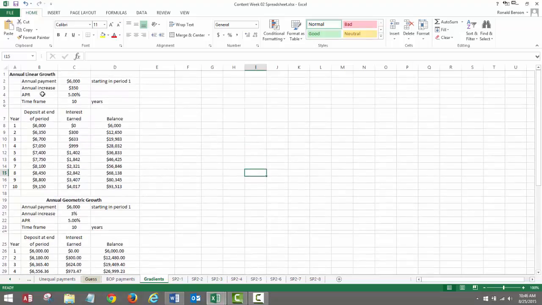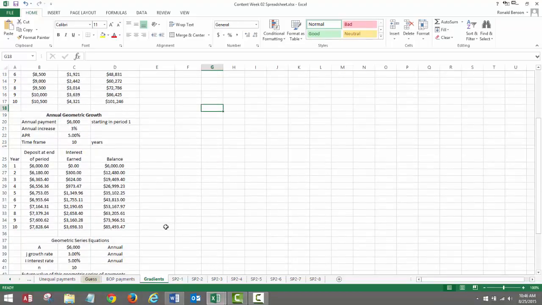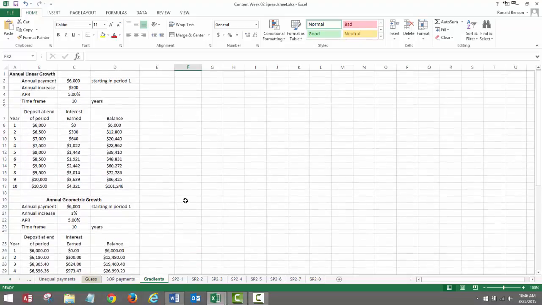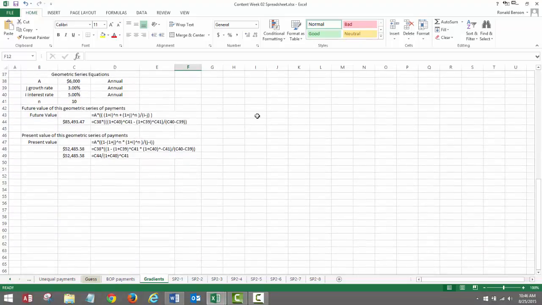But you can play with this as you want. And that's the beauty of spreadsheets. And that's your two types. It's not limited to 10 years, obviously, or rates or anything. It's just a standard tabulation. There are equations, both arithmetic and geometric, for this.